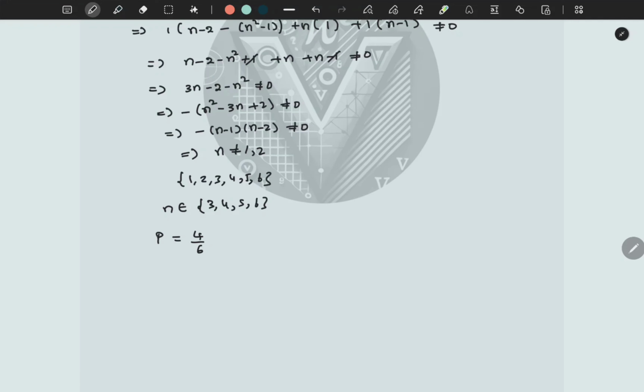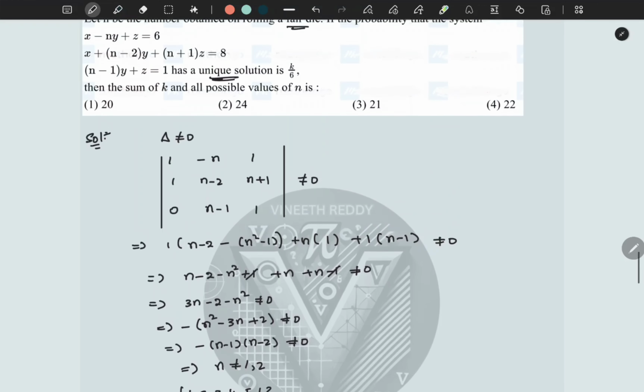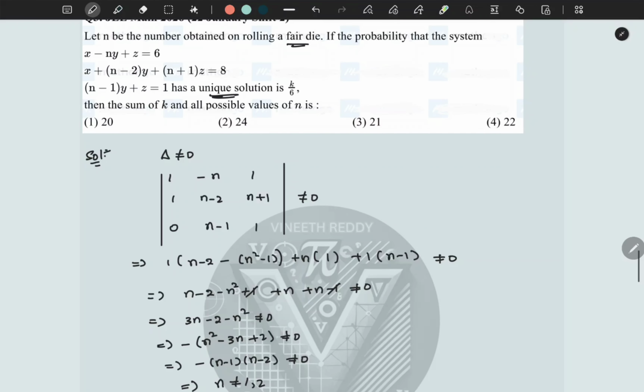Why 4? Because the favorable outcomes are 4, that is either 3 or 4 or 5 or 6. So that is 4 by 6. So that means k is 4. Okay, so k is 4. What is the question? Then the sum of k and all possible values of n.